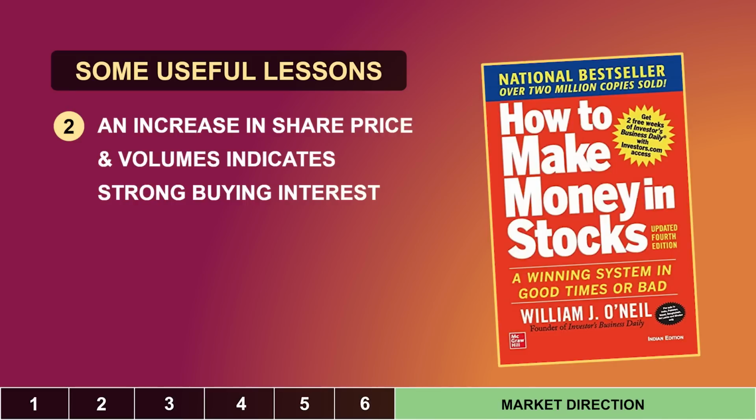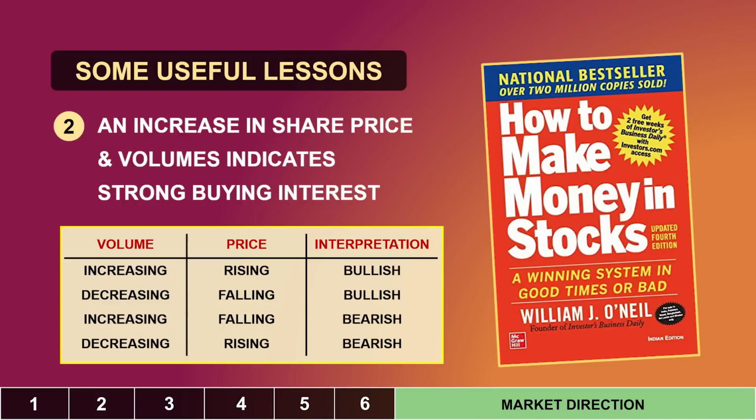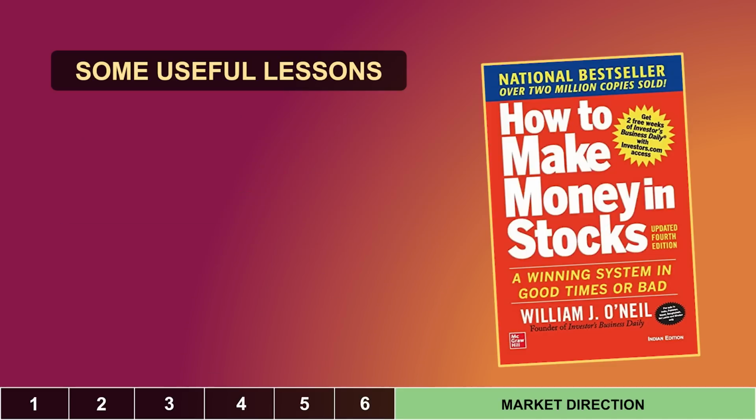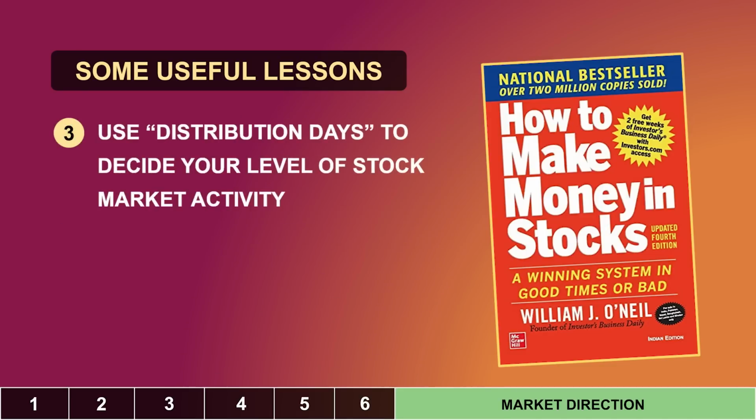Actually, when it comes to volumes, O'Neill suggests that investors should look out for a pattern which shows an increase in volumes along with an increase in the share price. This scenario indicates a strong buying interest and therefore a potentially positive market direction for the stock or the index. This is where the book introduces us to the concept of distribution days as a measure of selling pressure by big institutions.